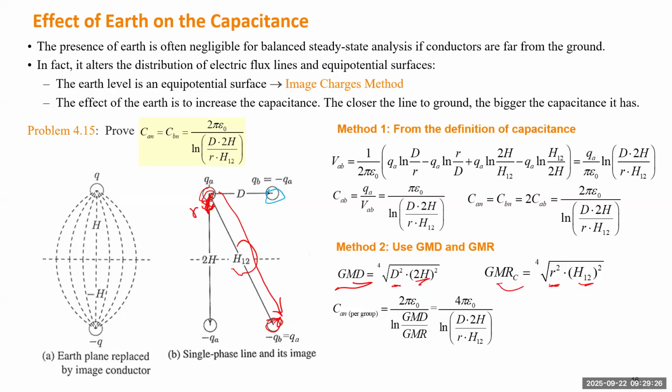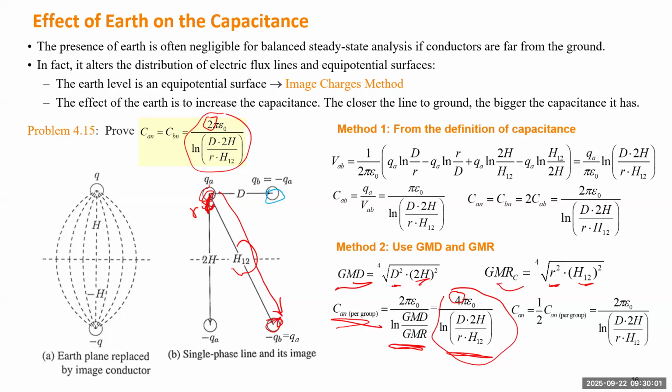Okay, so next one, the capacitance for each group, we directly apply this formula. We'll get this one. But if you compare this one to the final answer, the only difference is there's a factor 4 and this factor 2. So which means if we use that formula, we'll calculate the capacitance for each group, which is twice the answer. Why? Because this is the capacitance for each group, and we want to know the capacitance for each conductor. So we need to divide this one by 2.